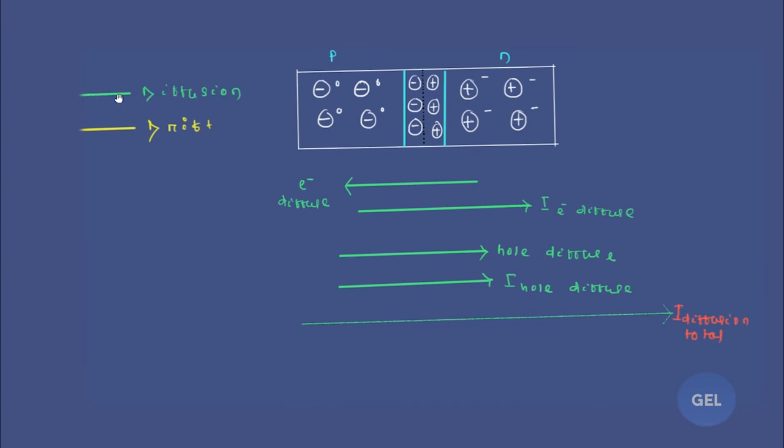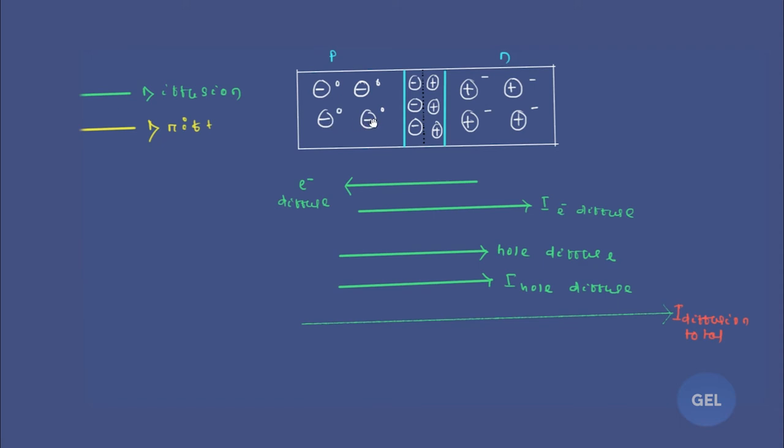This green color indicates the diffusion current. Look here, electrons will diffuse from the N side to the P side, from left to right, so I made an arrow mark in this direction. Electrons are diffusing from the left side to the right side, and due to the diffusion of electrons, the current will be produced in the opposite direction. That can be indicated here as current due to electron diffusion.